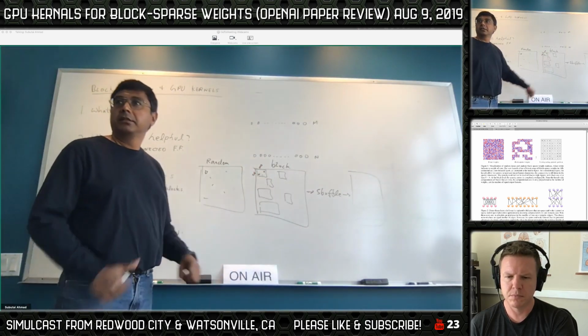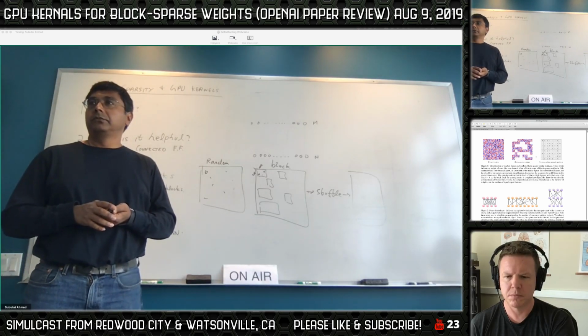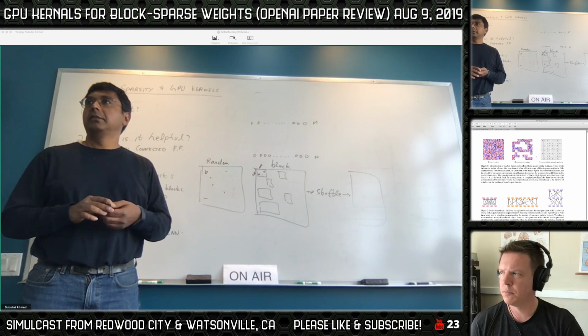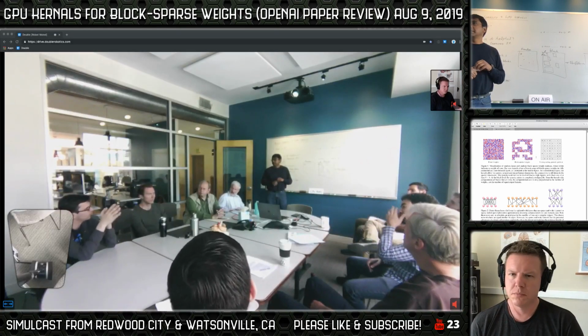Yeah. The idea is that you really have two matrices, right? One is all the block locations, and the other one is the sets of weights within each block. Exactly, and you can adapt both of them. Yeah, exactly, that is the idea.